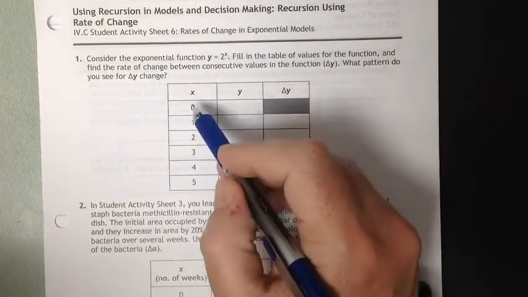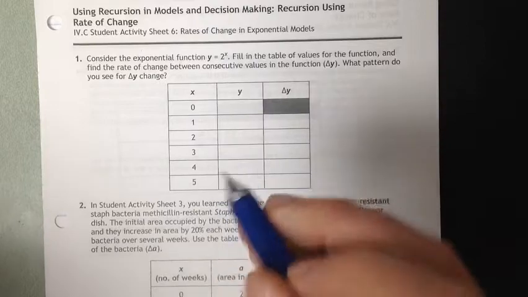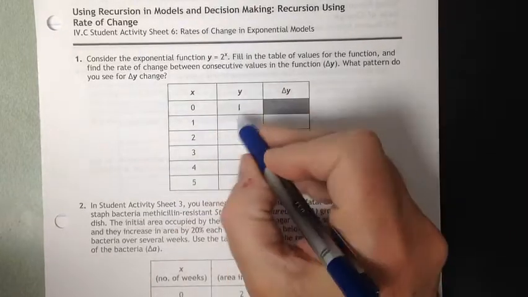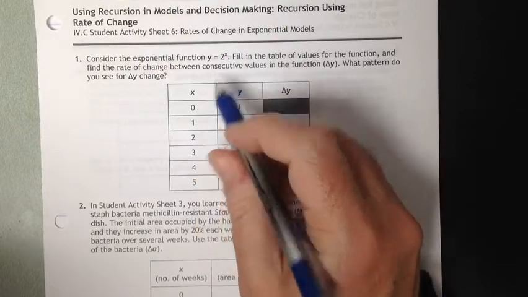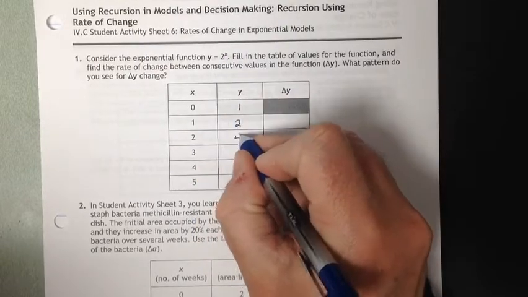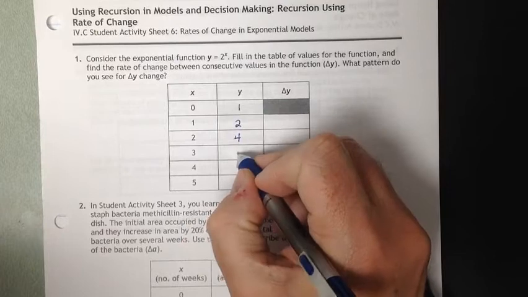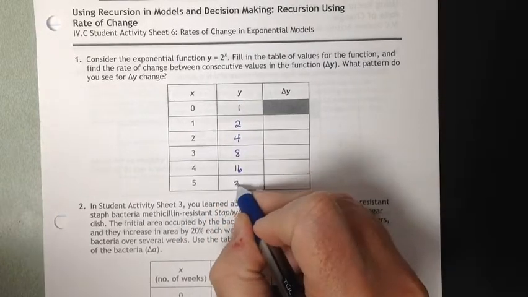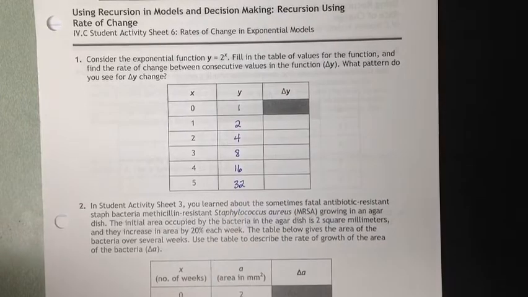All right, so if I put in 0 for x, 2 to the 0 power, anything to the 0 power is 1. Put in 1 for x, 2 to the first is 2. Put in 2 for x, 2 squared is 4. Put in 3, 2 to the third is 8. 2 to the fourth is 16. 2 to the fifth is 32.